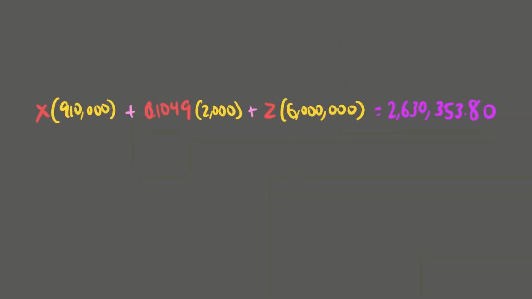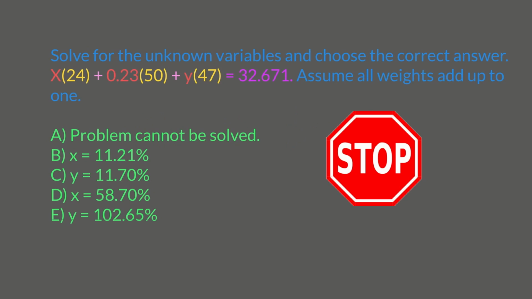We can check our answers by plugging the x and z values back into the given equation. We get our weighted average of $2,630,353.80. Let's try one more problem. X times 24 plus 0.23 times 50 plus y times 47 equals 32.671. Assume all weights add up to 1. The correct answer is C.